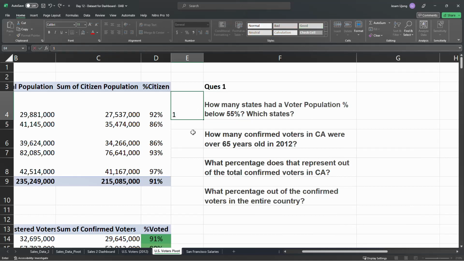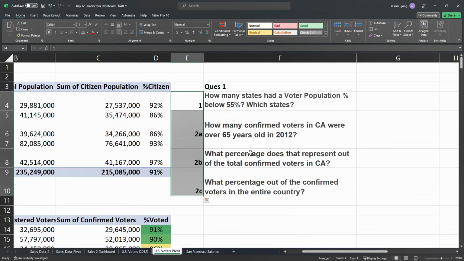Yeah, so this is 1, this is 2A, 2B, and 2C. So is anybody done?